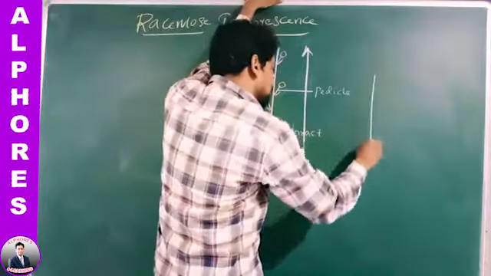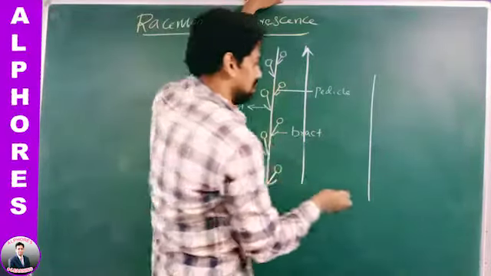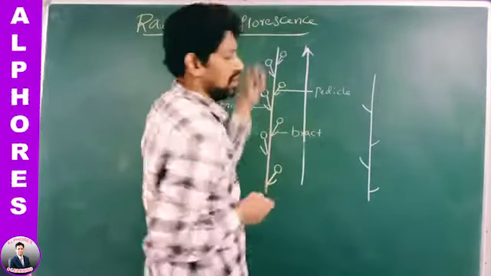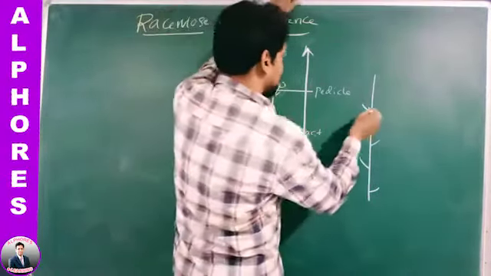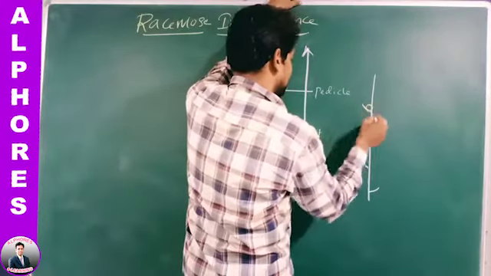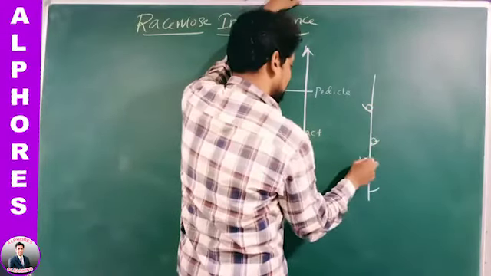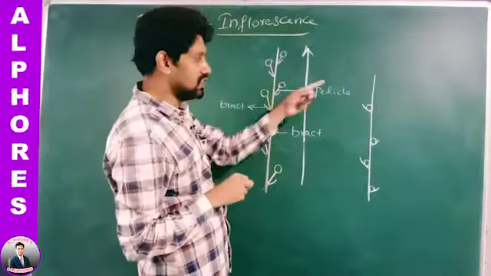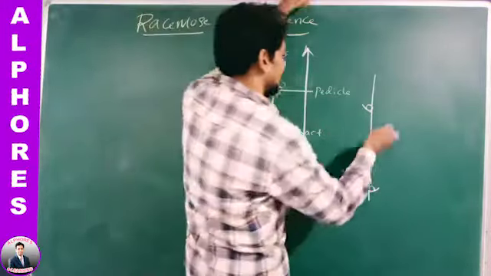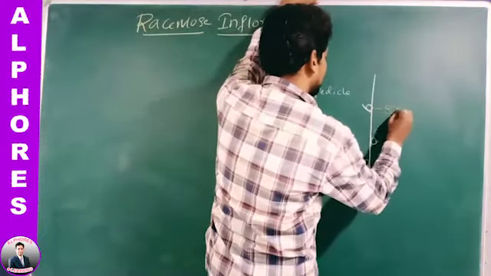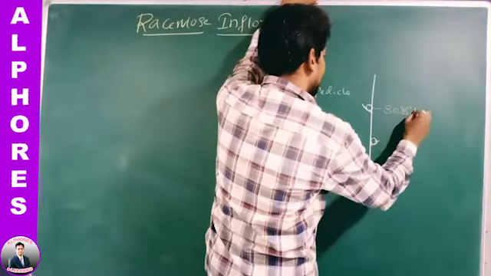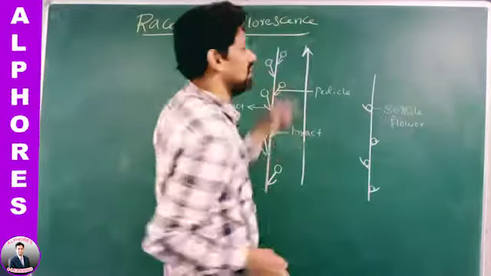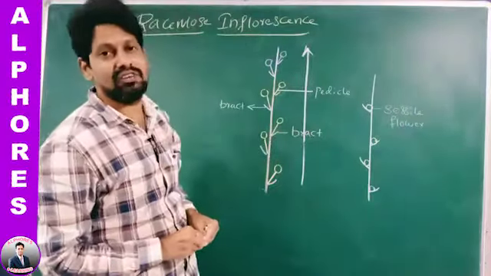Now, in this diagram, this is the peduncle. These are bracts. From the axil of bracts, flowers are developed. Now, see these flowers. These flowers are not having a pedicel. A flower without a pedicel is called a sessile flower.